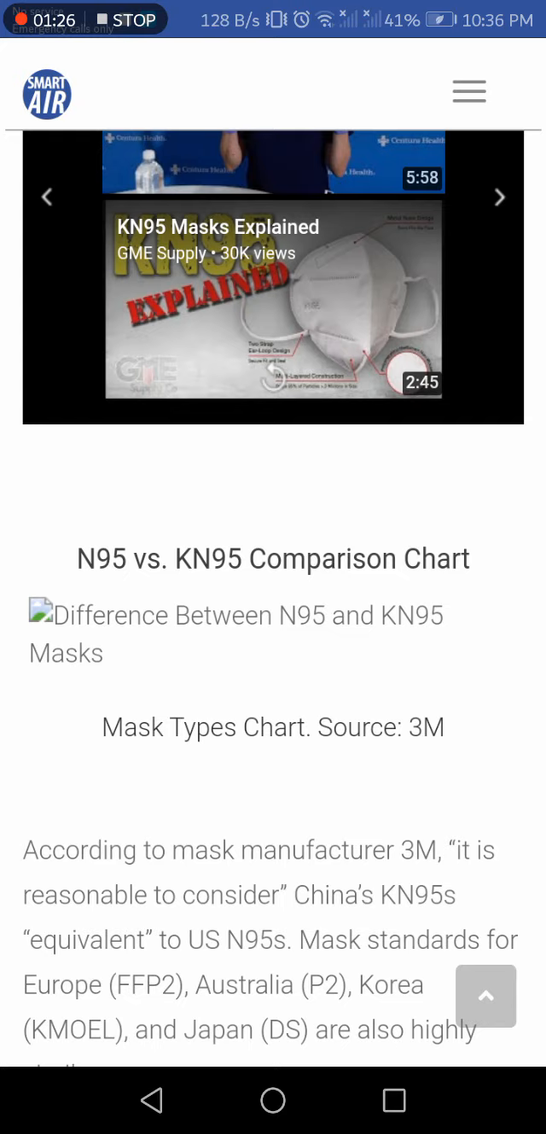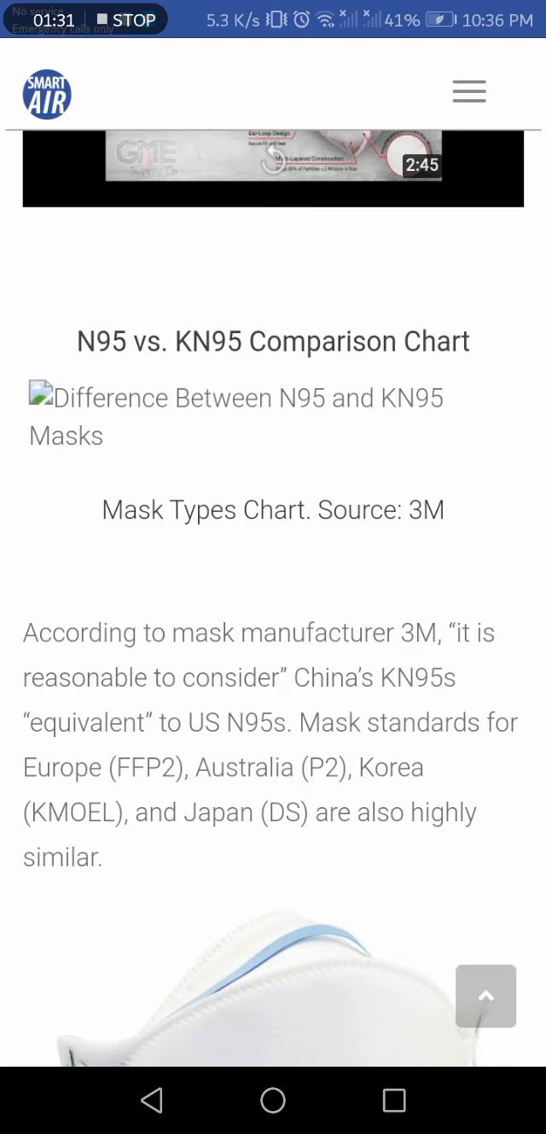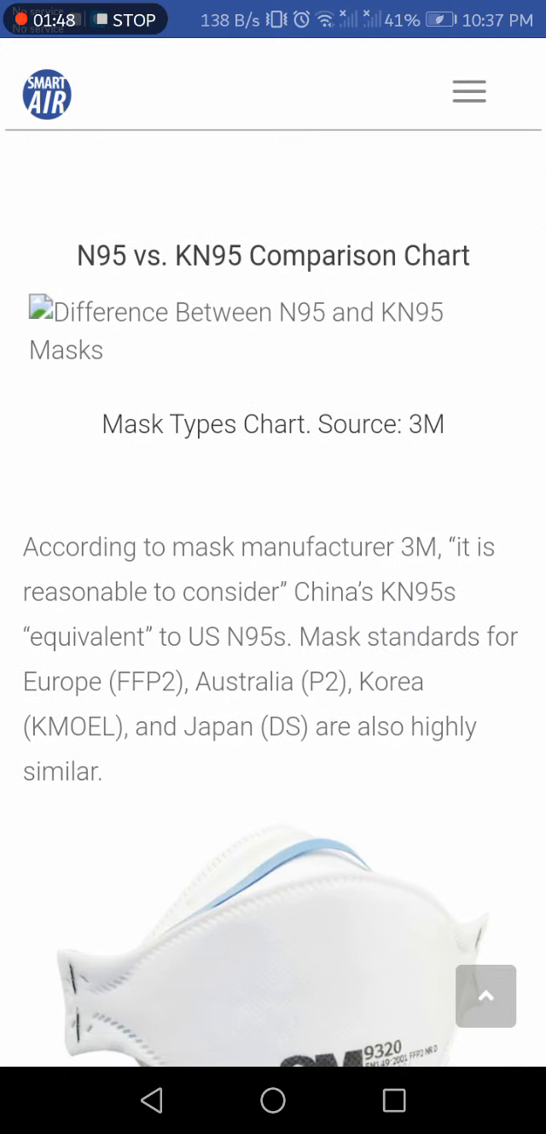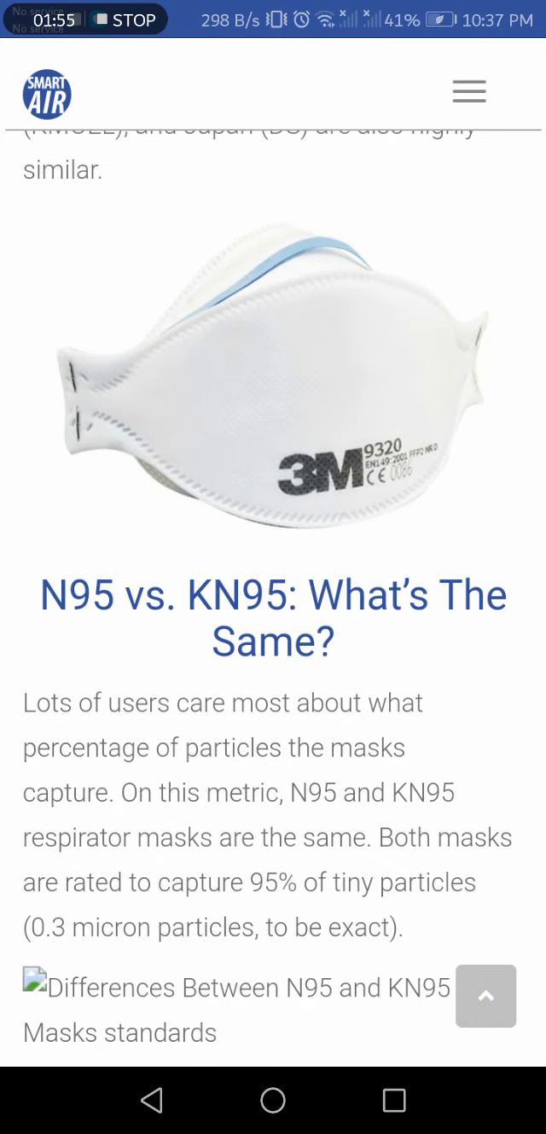N95 and KN95 comparison chart. According to mask manufacturer 3M, it is reasonable to consider China's KN95 equivalent to the US N95 mask. Mask standards for Europe FFP2, Australia P2, Korea KMOEL and Japan DS are also highly similar.